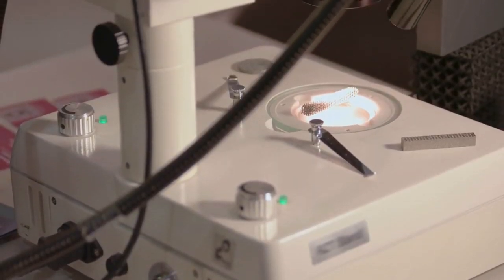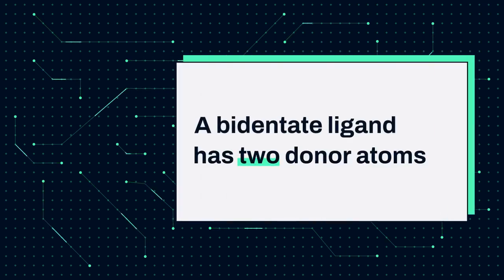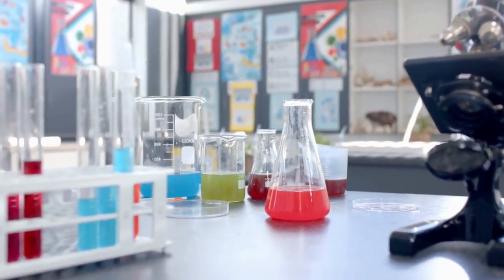This brings us to our main topic, bidentate ligands. As you might guess, bi means two. Therefore, a bidentate ligand is a single molecule or ion that has two donor atoms. This means it can grab onto the central metal ion at two different points at the same time.